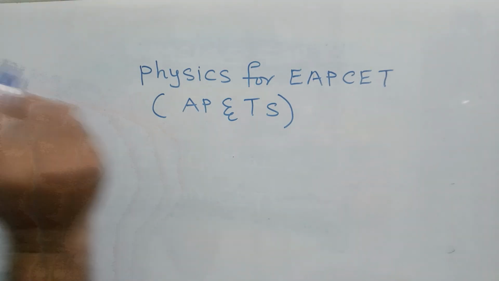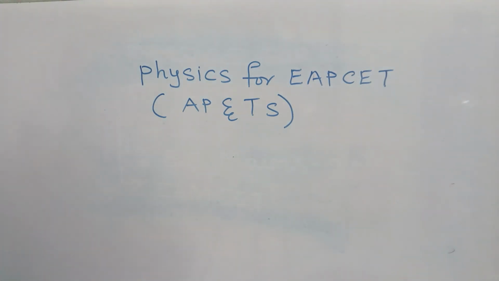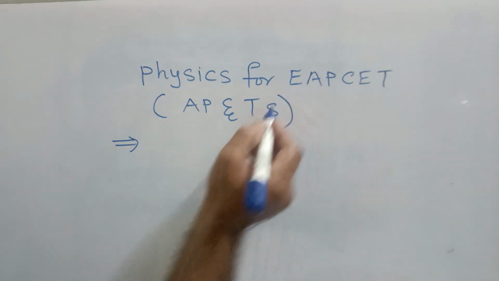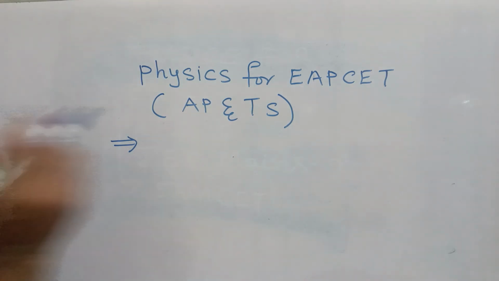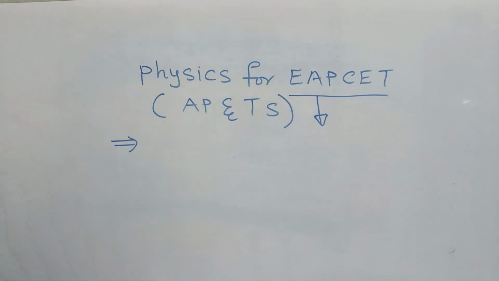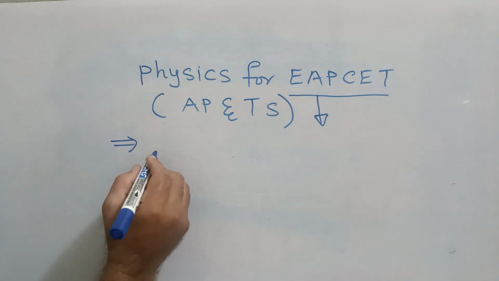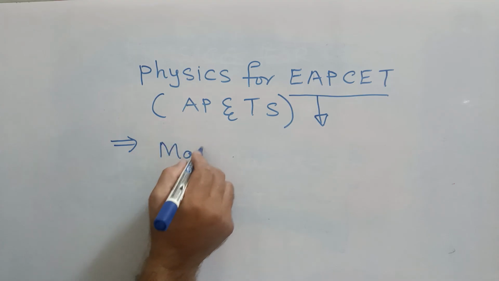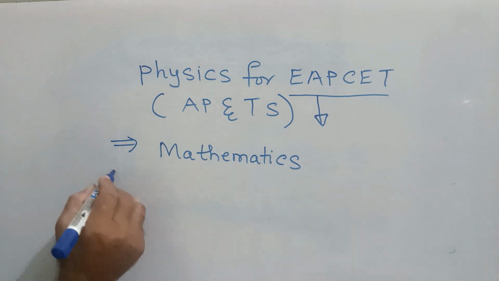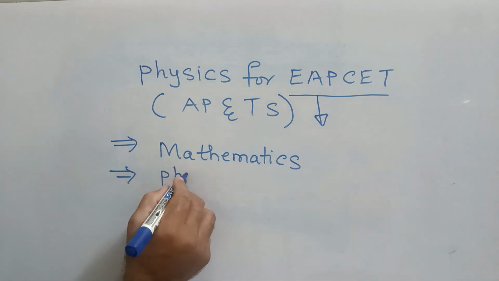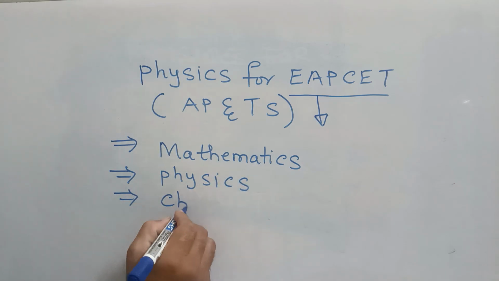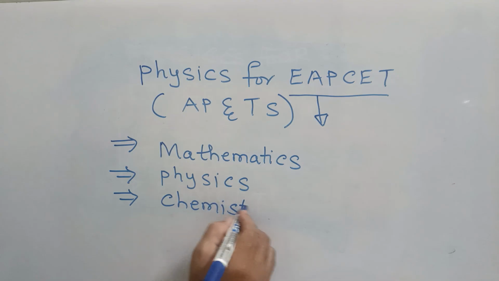It's not physics alone. If you see the MSET examination or EAP set for both AP as well as TS, this EAP set consists of mathematics, and then the second is the physics, and the third one is the chemistry.